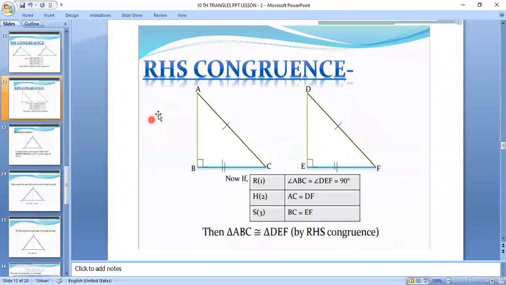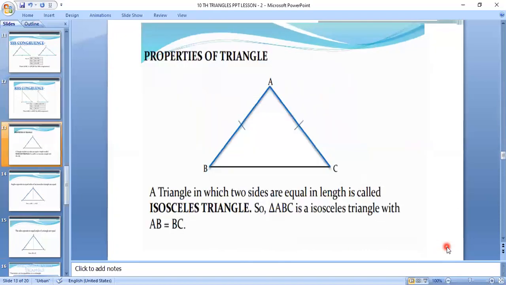And the RHS congruence rule. ABC is a right angle triangle. DEF is a right angle triangle. So BC is equal to EF and hypotenuse AC is equal to DF. Here angle ABC is equal to angle DEF, that is 90 degrees. Then these two triangles are congruent by the right angle hypotenuse side congruence rule.